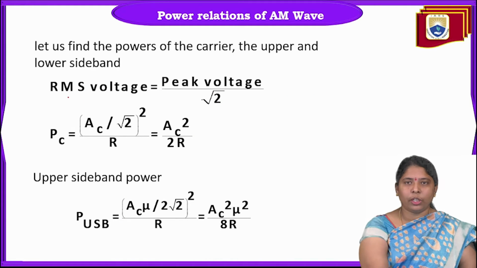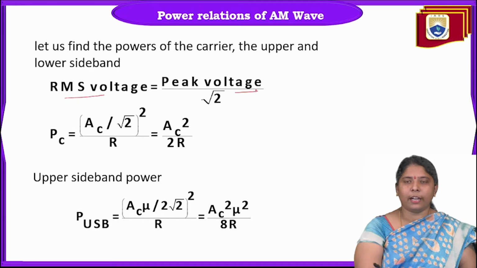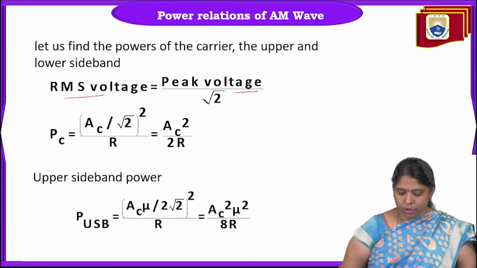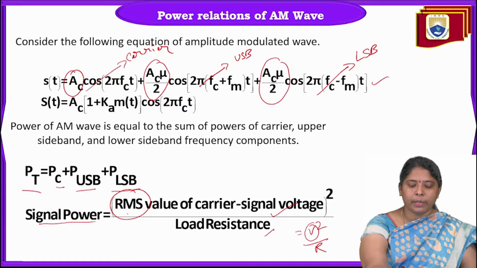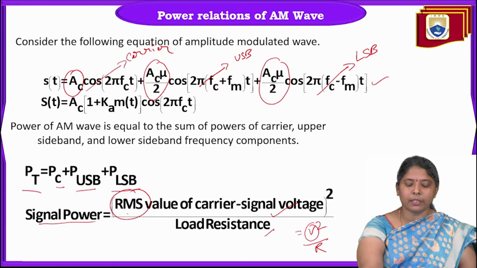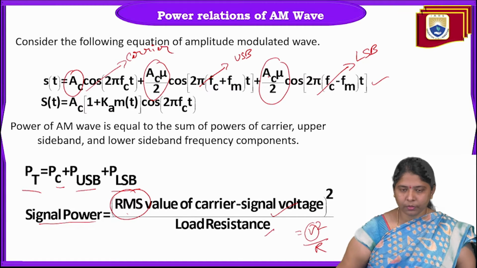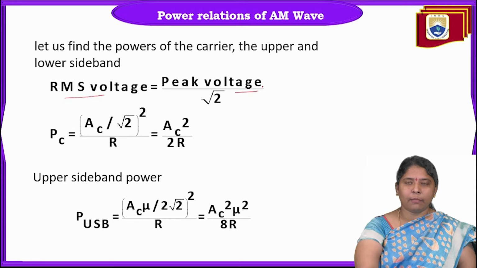So RMS value is equal to the peak voltage divided by root 2. The first term is AC, the second term is mu AC by 2, which is the peak voltage, and the third term is also mu AC by 2. So in each case, it is peak voltage divided by root 2.